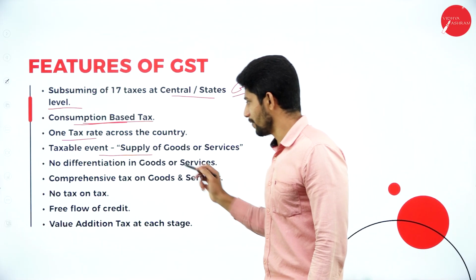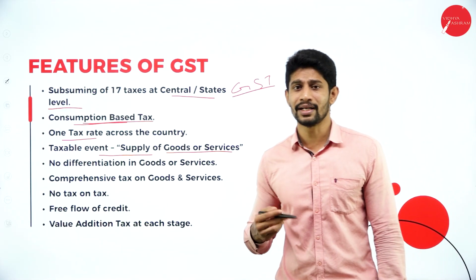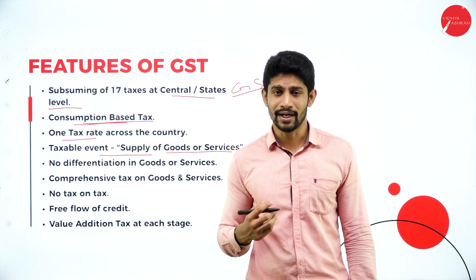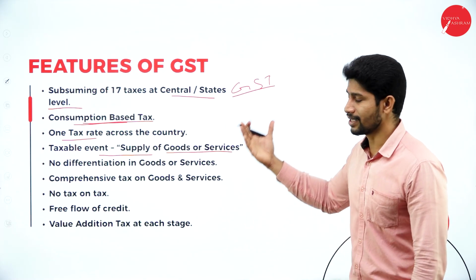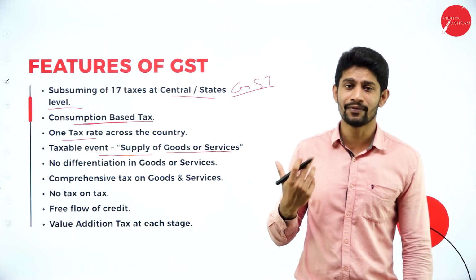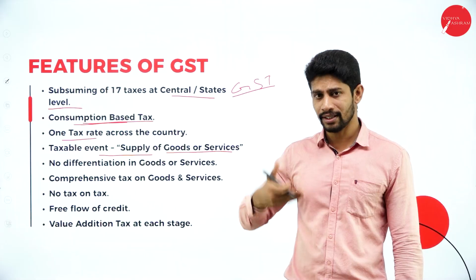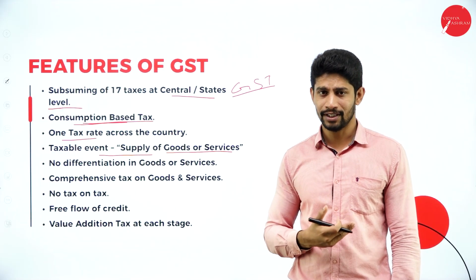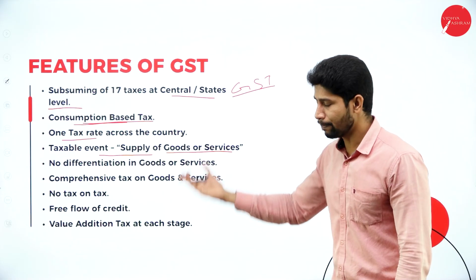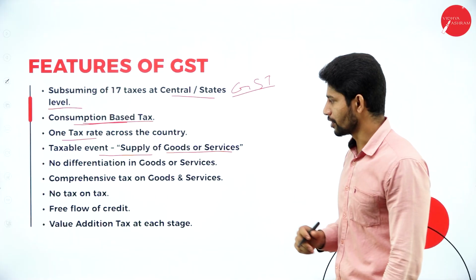Next, taxable event, supply of goods or services. When will this taxable event, this tax incidence, arise? When the goods and services are supplied, then the tax event will arise. Then we impose the tax and collect it from the buyer of the product. Only when the goods and services are supplied does the taxable event arise, not in any other situations.